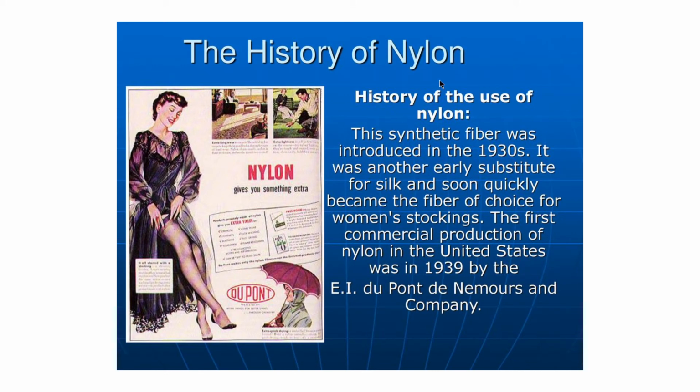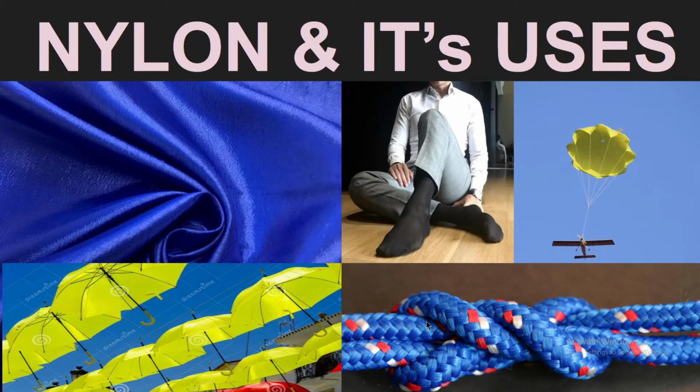First, we are going to start with nylon. The history of nylon is it was first commercially produced in the United States by DuPont, and this synthetic fiber was introduced in 1930, while its proper commercial use started in 1939. It was an early substitute for silk and quickly became the fiber of choice for women's stockings. You can see the multiple uses of nylon. Here you can see the fabric of nylon. It is used in socks, stockings, parachutes, rope and umbrellas as well.